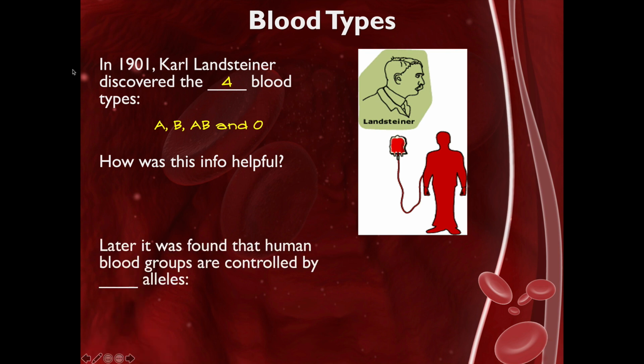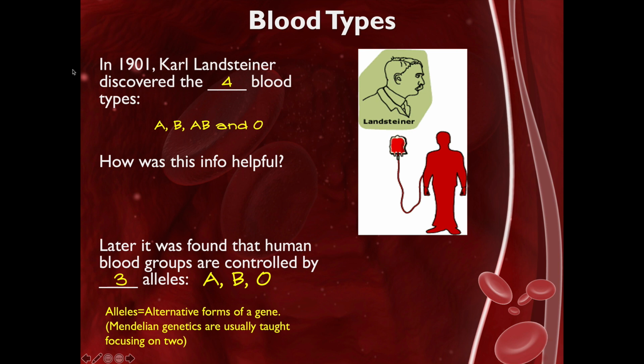Dr. Landsteiner found that there were 3 alleles that controlled blood types. They were A, B, and O. But they led to 4 blood types. So we'll figure that out in a minute. But let's talk about the word allele for 1 second. Alleles were alternative forms of genes.